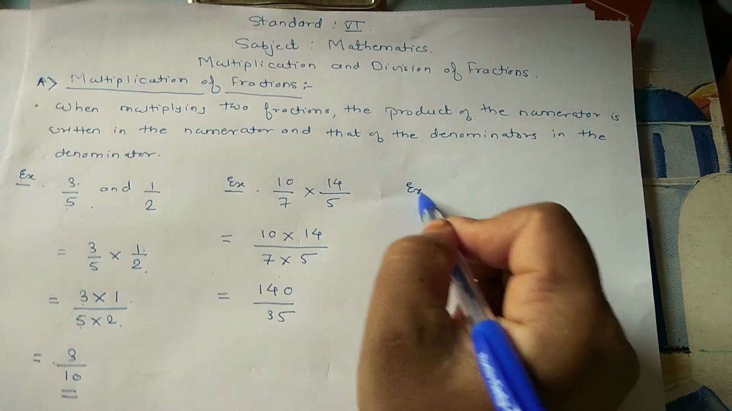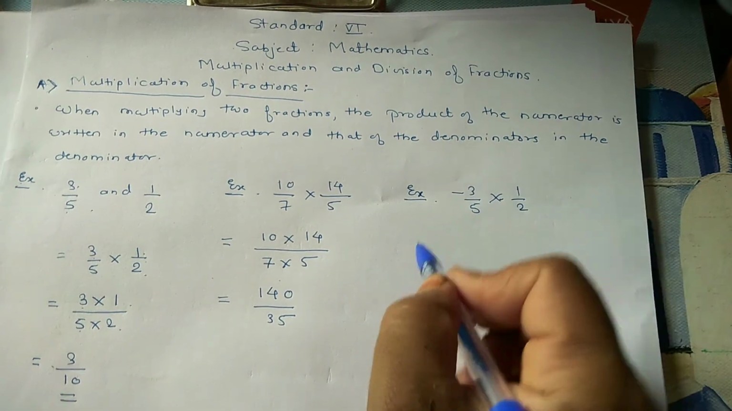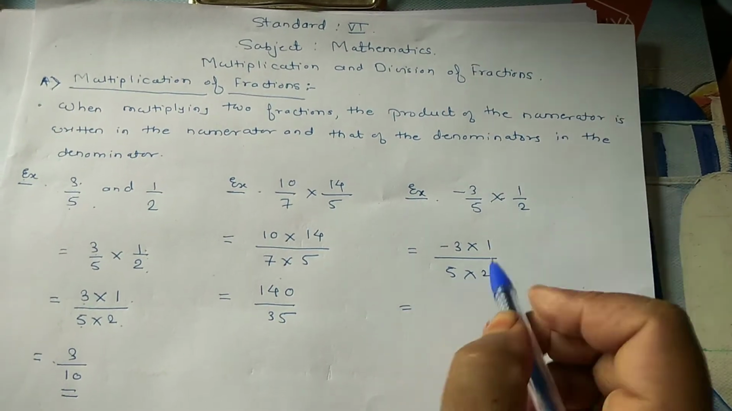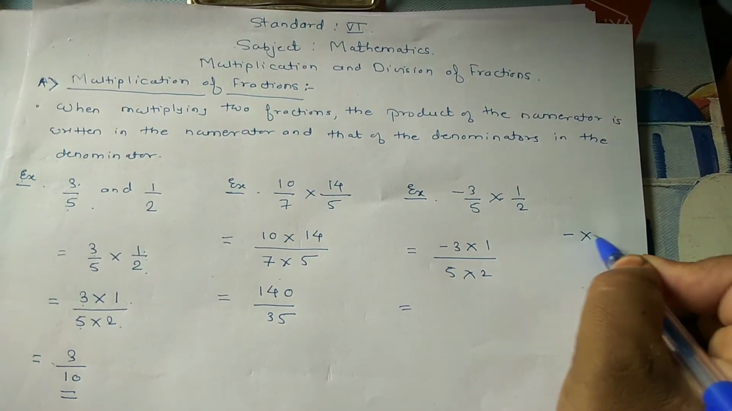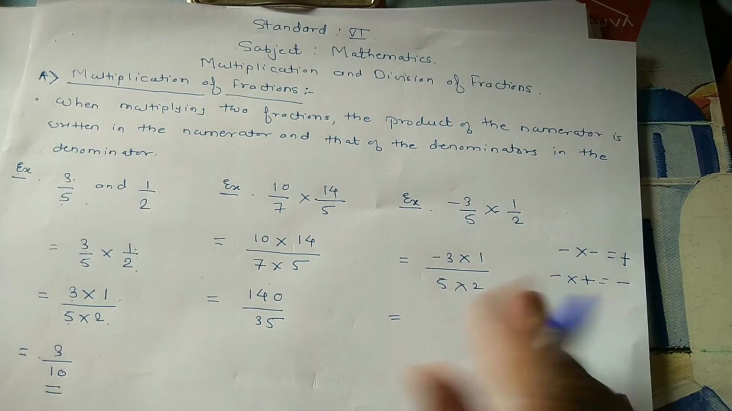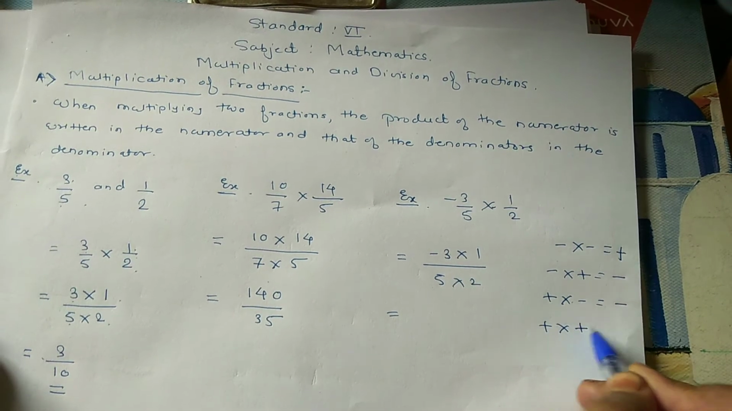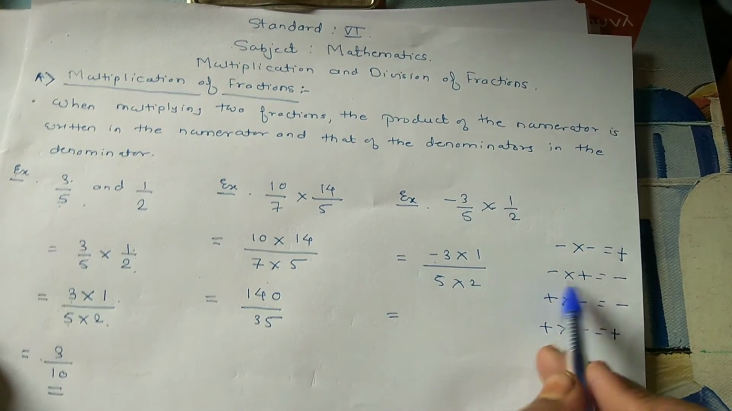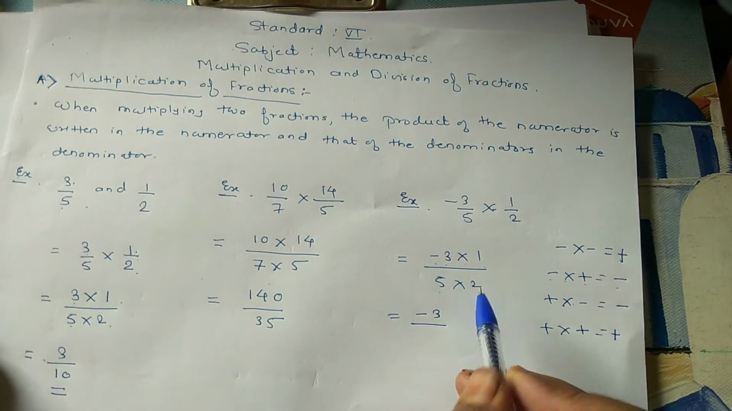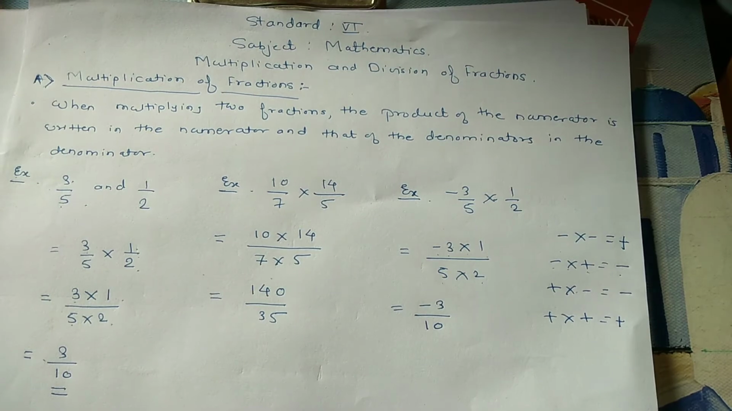Okay, next suppose minus 3 upon 5 and 1 upon 2. So again minus 3 into 1 upon 5 into 2. Now always remember, multiplication of minus into minus becomes plus. Okay, then minus into plus becomes minus, plus into minus becomes minus, and plus into plus is equal to plus. So here minus into plus becomes minus. So minus 3 ones are 3 but the sign becomes minus, 5 2s are 10. So minus 3 upon 10. So I hope all of you understood the multiplication of fractions.